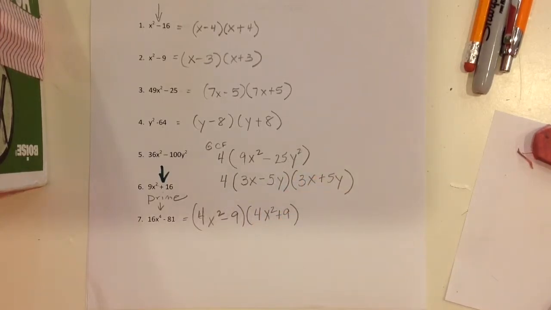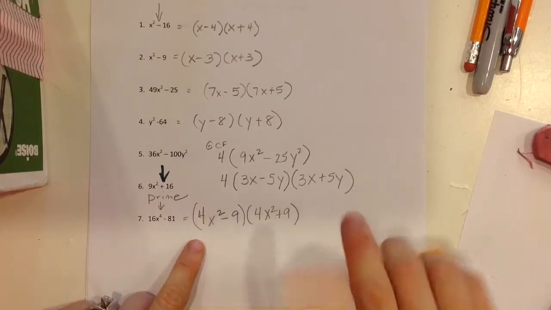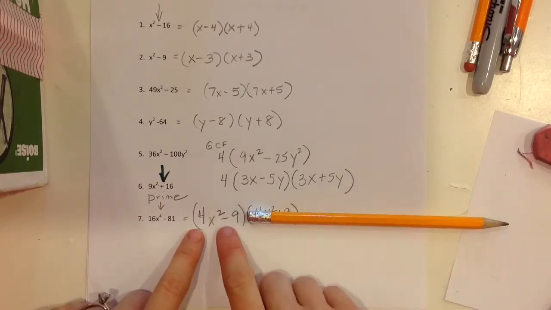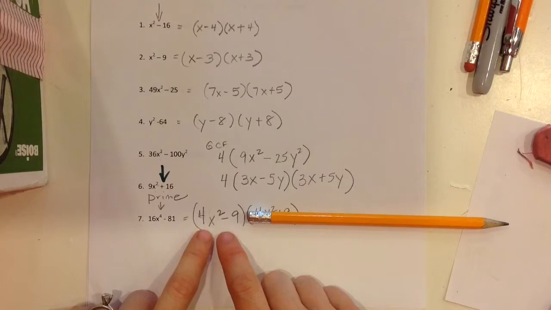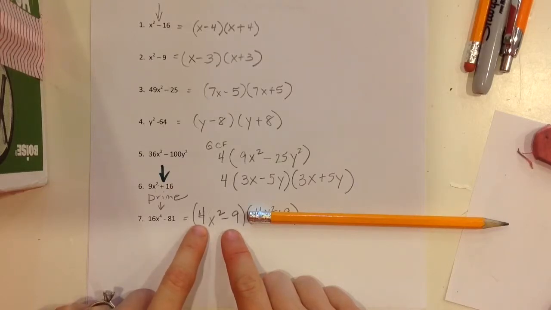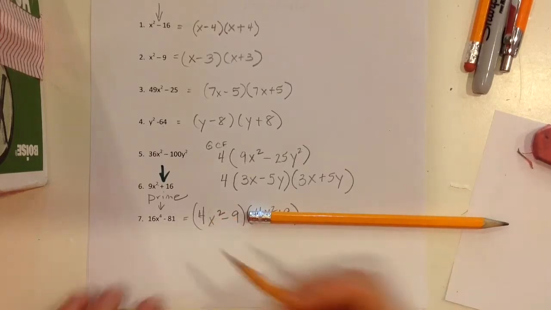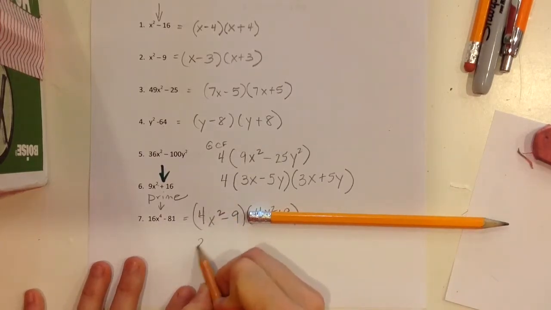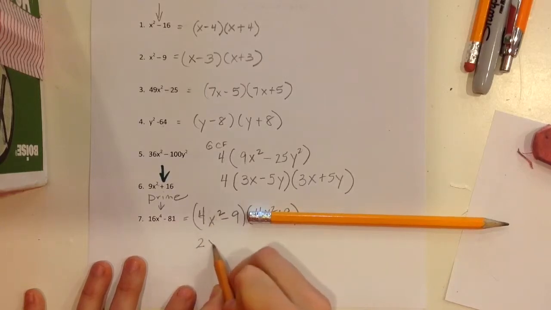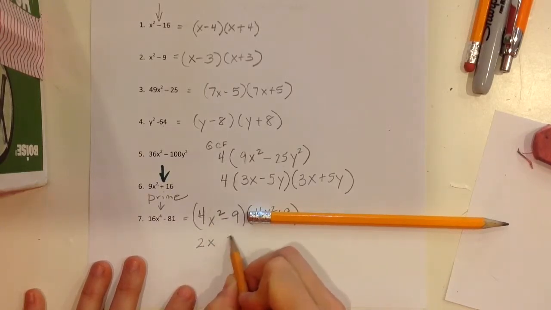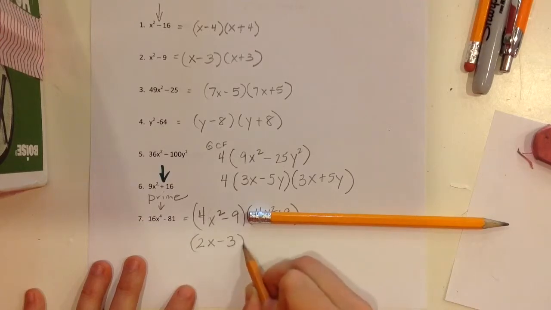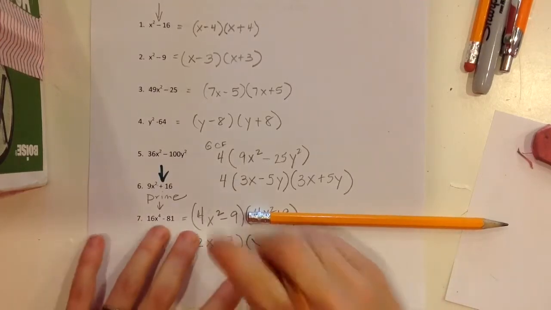Now, notice that this first binomial, I can do the difference of two squares again. I can take the square root of 4, I can take the square root of x squared, and I can take the square root of 9. And there's a minus, so I can say the square root of 4 is 2, the square root of x squared is x, the square root of 9 is 3, one with the minus, and one with the plus.